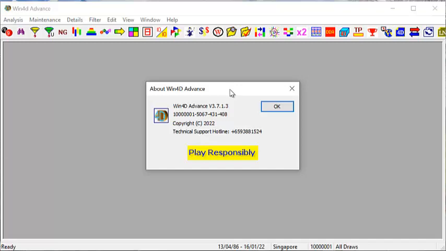I can only think of two reasons why you haven't upgraded. Firstly, you overlooked it. Secondly, you overlooked the extension of your Win4D Advance maintenance support, which resulted in you not being able to upgrade. If these are the two reasons, let me encourage you to get it upgraded. You will definitely find that the newer version will be a very great help to you.